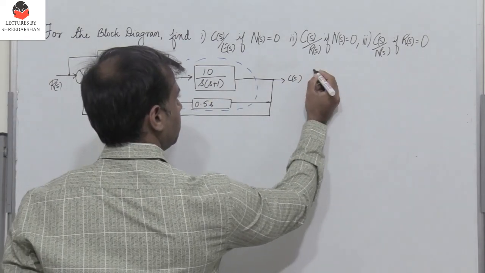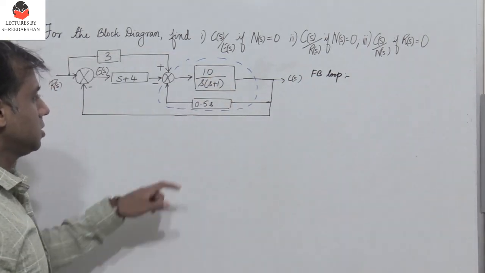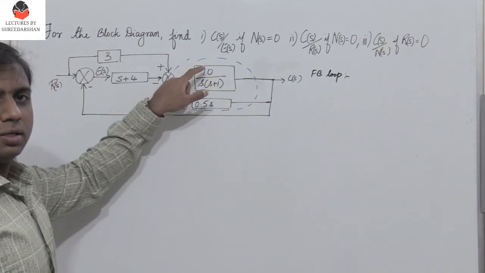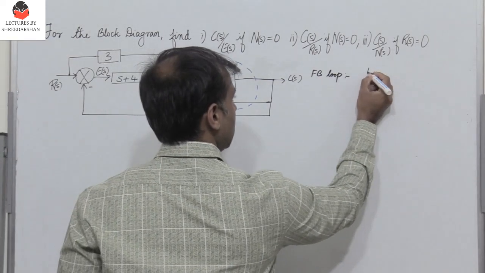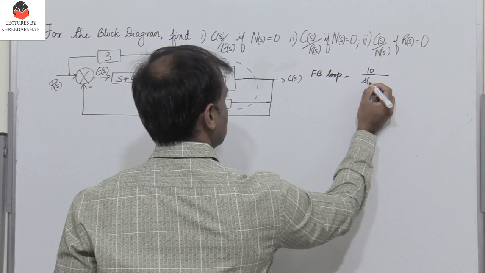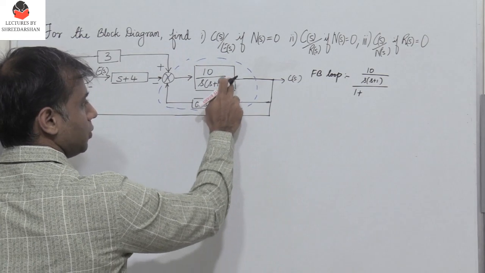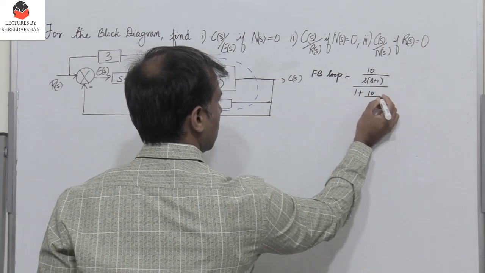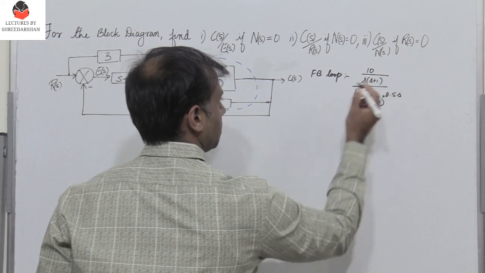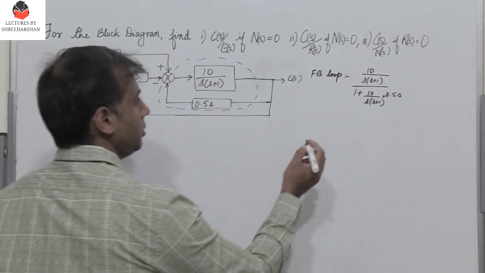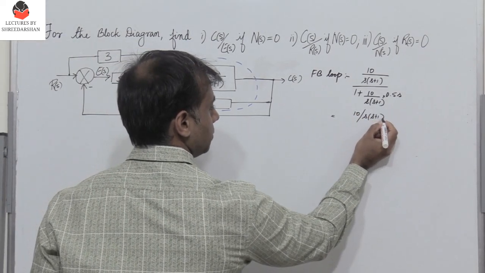So considering the feedback loop here, if this is G(S) and this is H(S), we know that the expression is G(S) divided by 1 plus G(S)H(S). So what do I get? We get 10 divided by S into (S plus 1), divided by 1 plus the transfer function of these two multiplied, 10 divided by S into (S plus 1) into 0.5S.